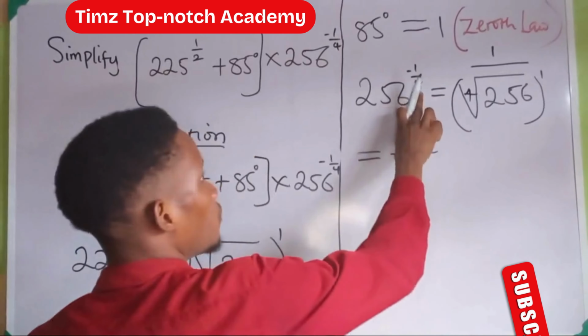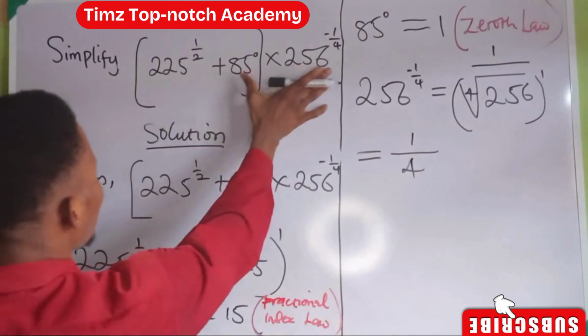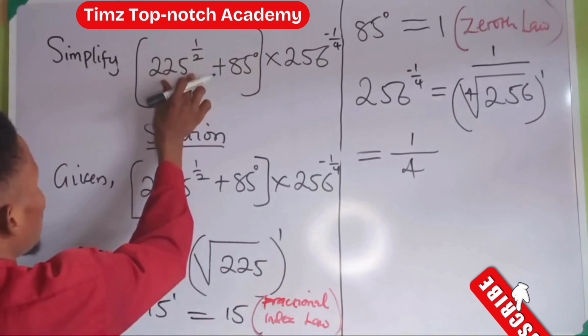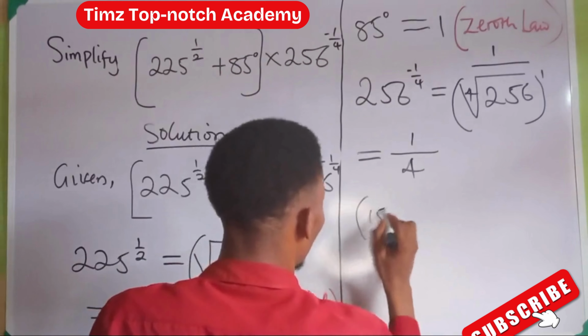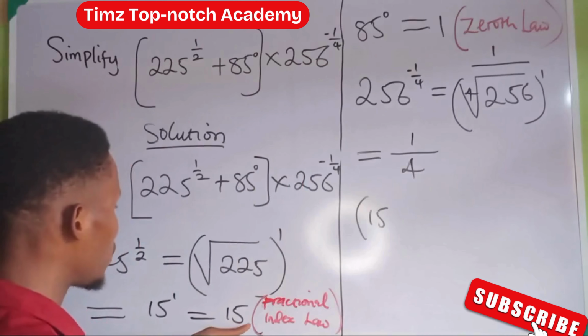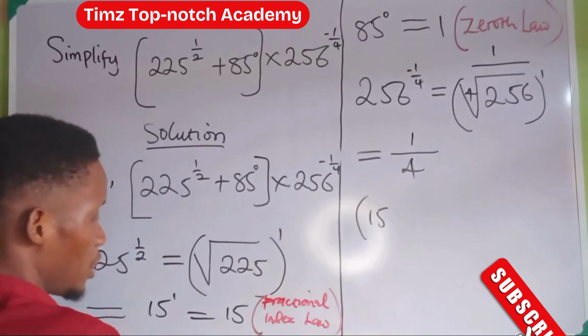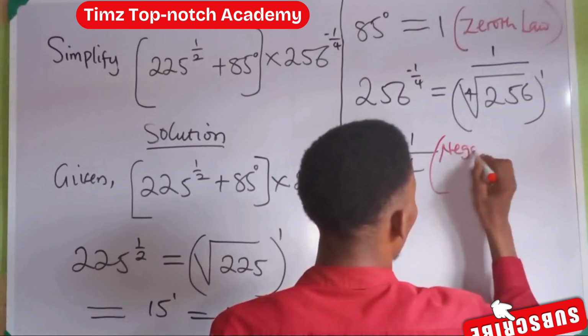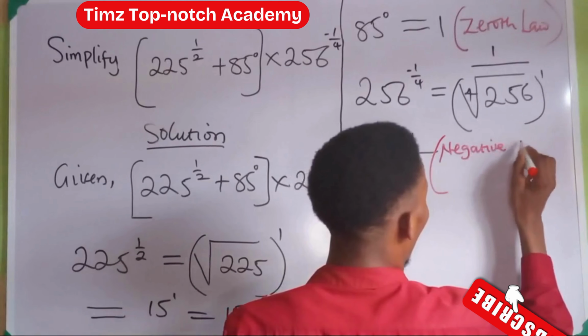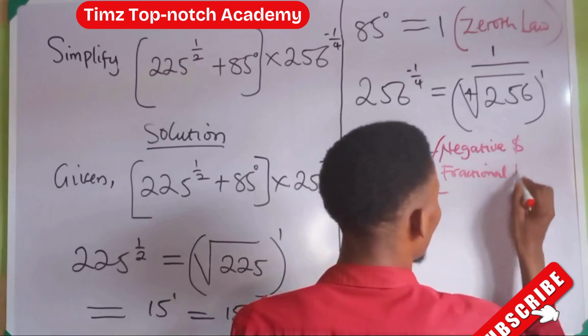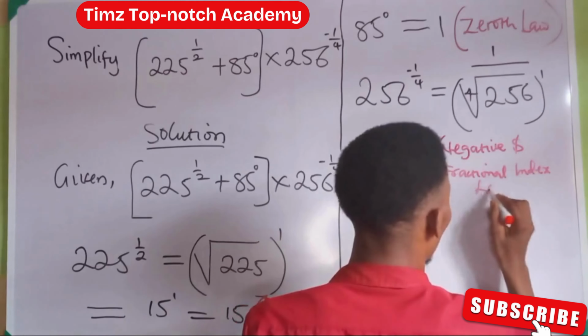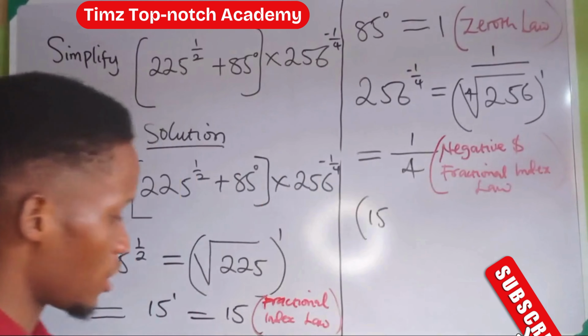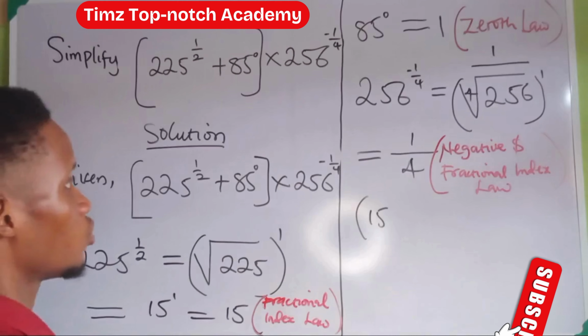So when you do this now, the next thing you're going to do is bring them together. Remember, we have 225 raised to power 1/2, which we got as 15. We write here 15. Do you understand? Let me write the law here so that you won't be confused. We have the negative index and also the fractional index law. Those are the two laws applied there.